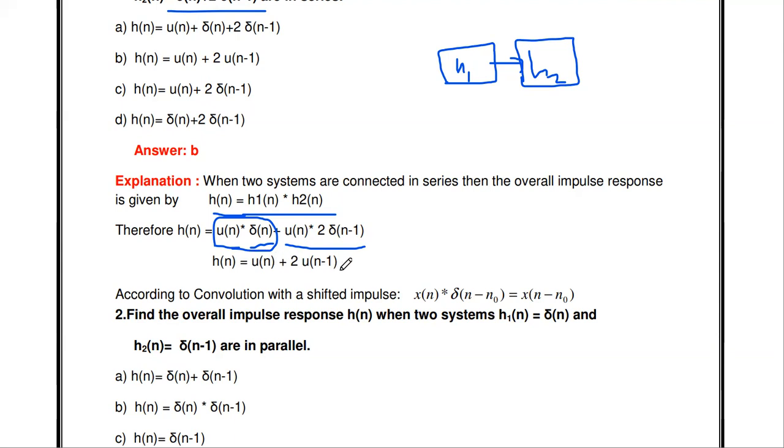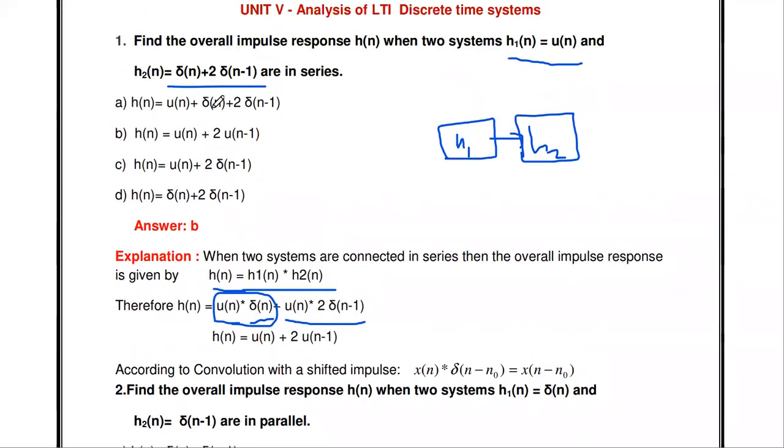So what is the answer? Check the options. The first one is the addition of these two things, so this is not correct. It is a convolution, and the convolved answer is u of n plus 2 into u of n minus 1. So B is the answer.